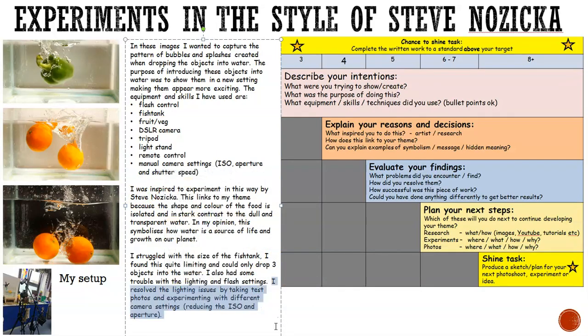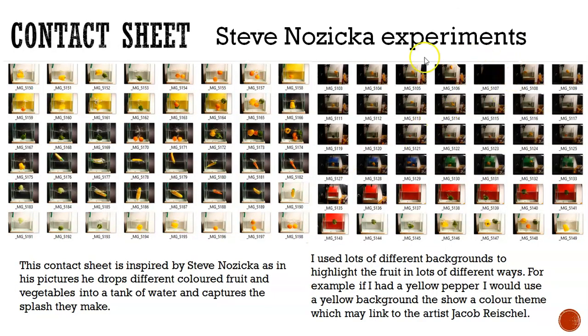Okay, so I resolved the lighting issues by taking test photos and experimenting with different camera settings, and then I'll give an example of reducing the ISO and the aperture. And if we look at the contact sheet, you can see that is what happened. She had trouble with the lighting, and then she took alternative test photos and she resolved that.